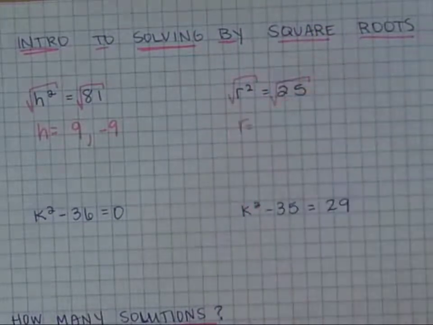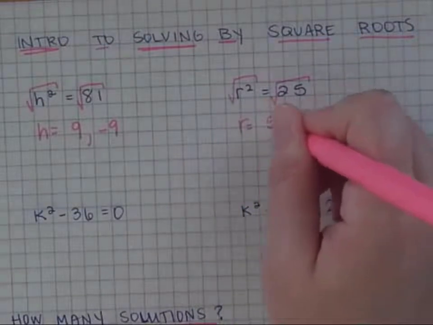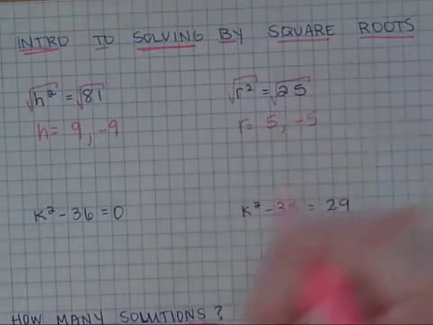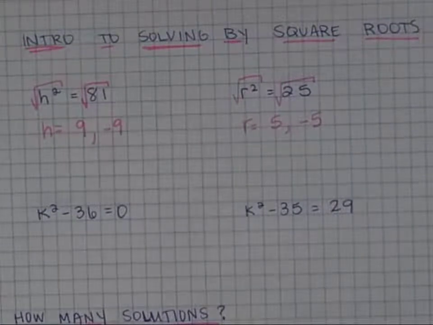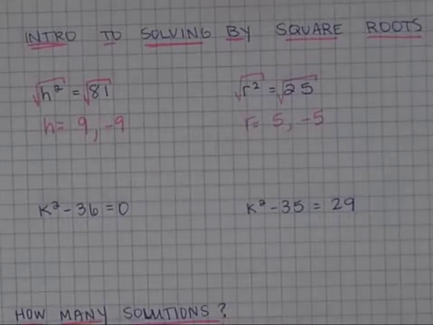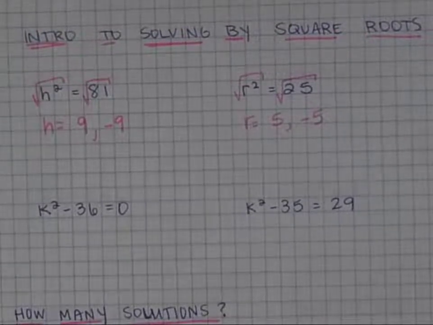what does r equal? 5 and negative 5. Okay. So we just want to make sure that everyone understands that when you take a square root of a number, a positive number, there are two possible solutions.